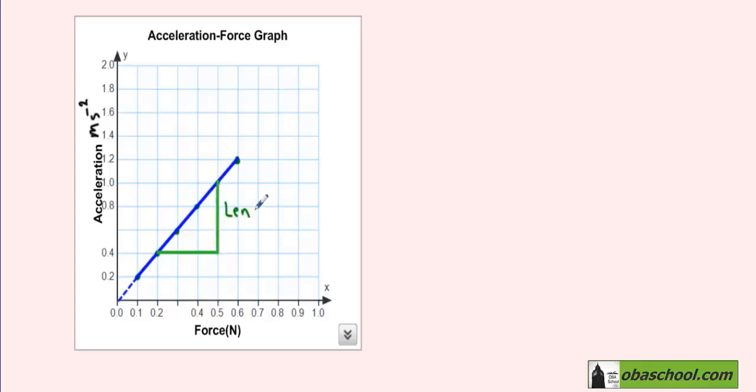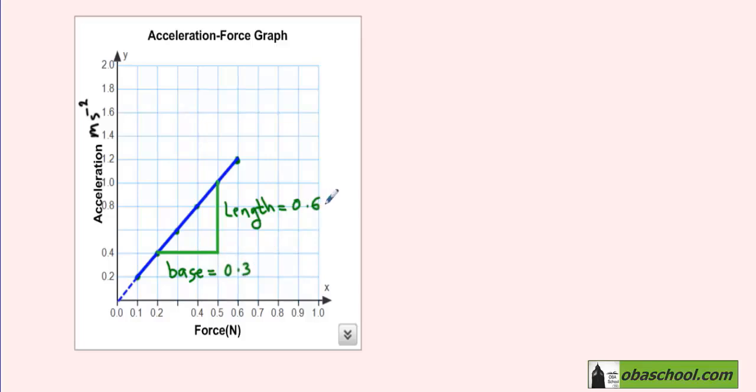Here we have the length. The length is 0.6. It is from here to here. Each square has a scale of 0.2. Now for the base. Here each square has a scale of 0.1. So the base is equal to 0.3. Always remember to write the units.